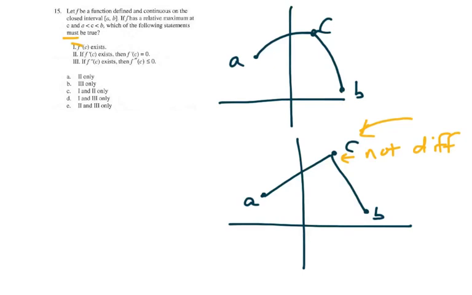If f prime of c exists, that would be this situation, then it has to be a slope of 0, absolutely. Okay, if your f prime exists, in order to have a relative max, your slope would have to be 0. You have to get that horizontal tangent line. And then if f double prime exists, that's talking about your concavity, you'd have to be concave down. Absolutely, I can't have a relative max without being concave down. So 2 and 3 are your correct answers.